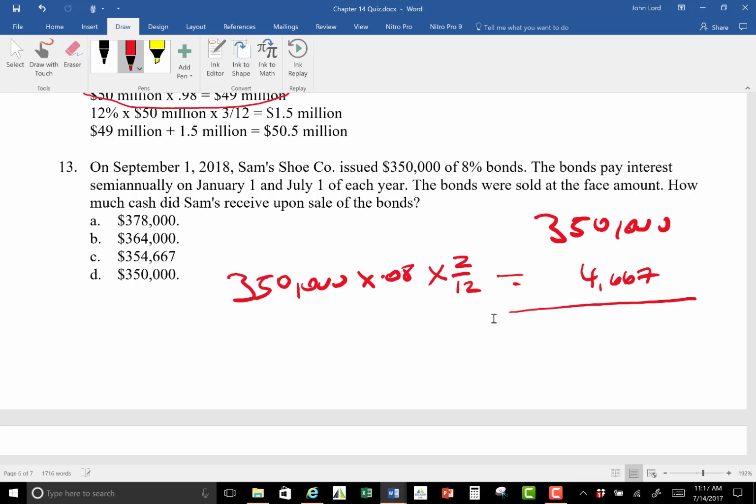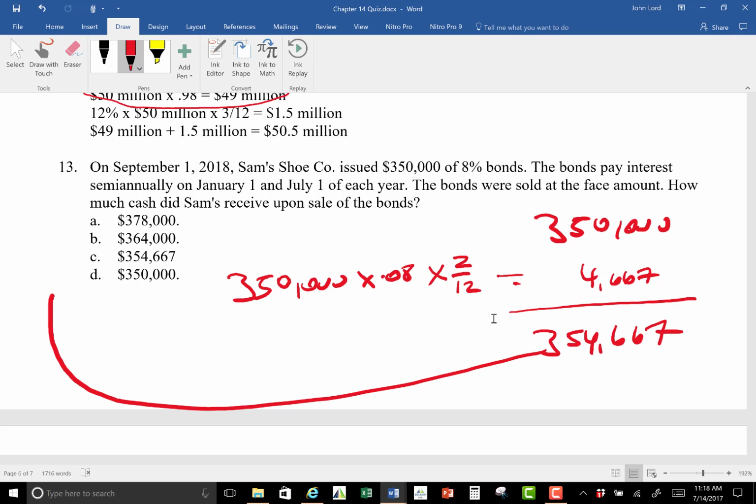4,667 is what that equals. So the total cash includes the issue price plus the accrued interest. Okay. Question?